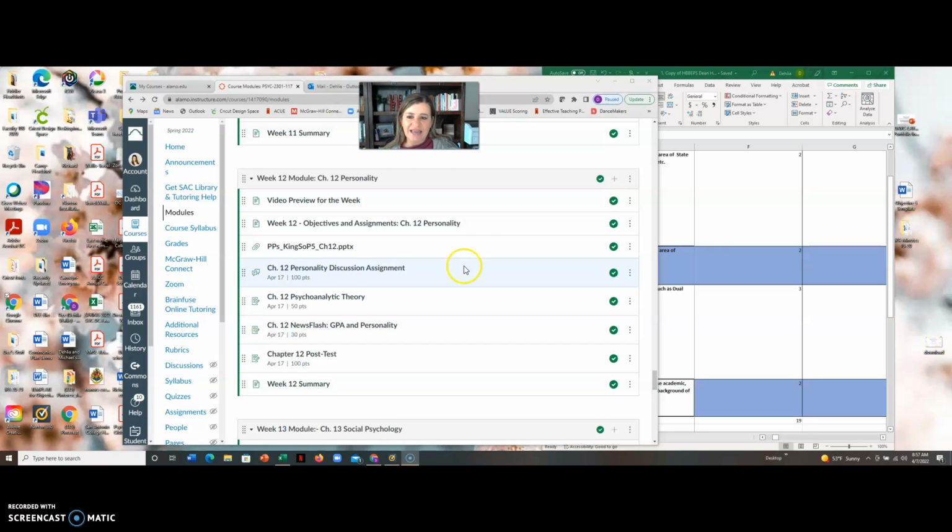So let's look at the assignments that we have for the week in your module here. So you have the chapter 12 PowerPoint. I believe this is the one that I do not have an annotated PowerPoint on. I think this chapter is the one that I haven't gotten to yet.